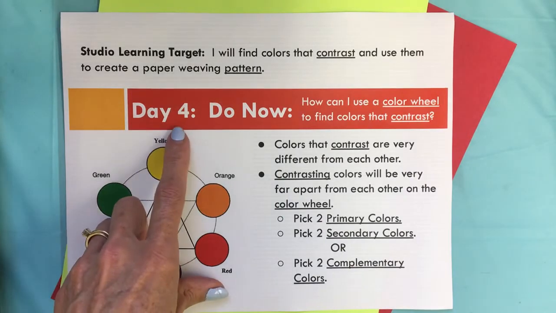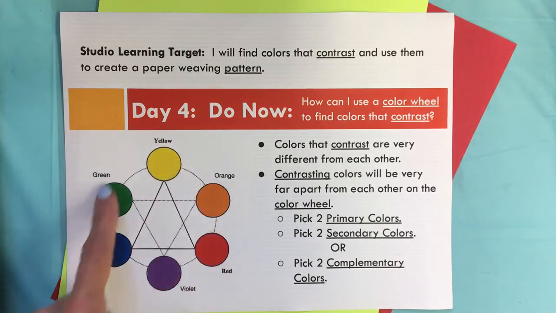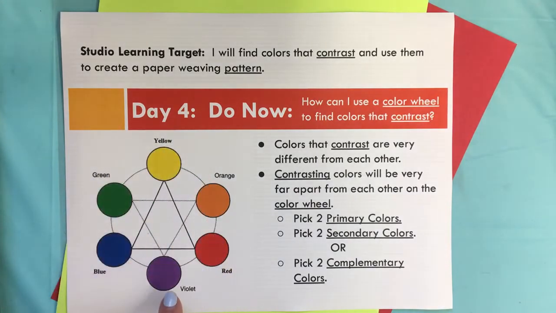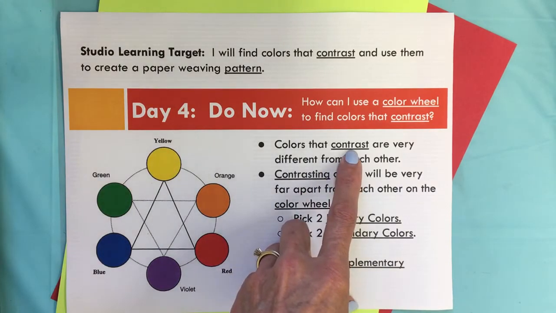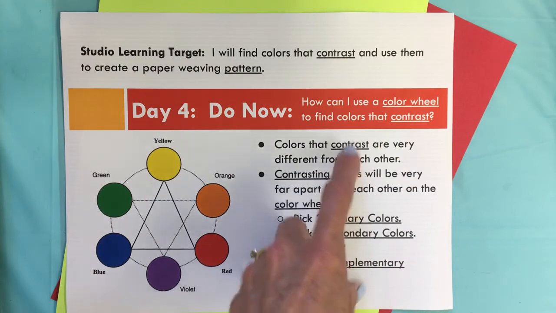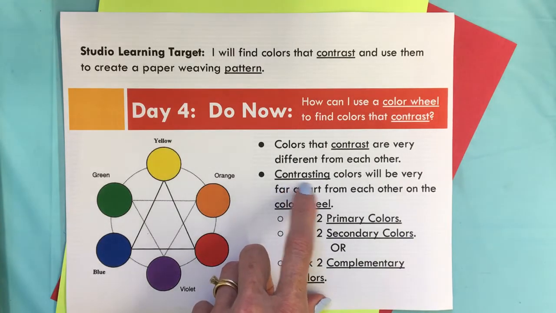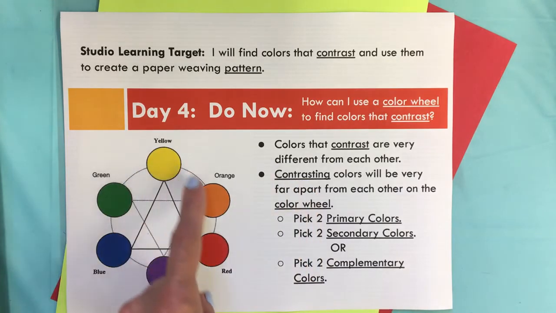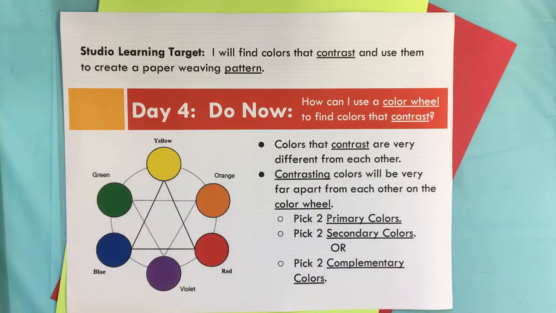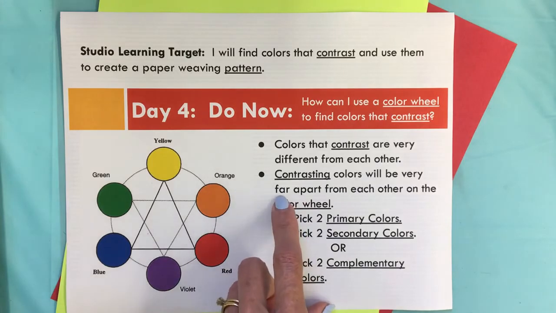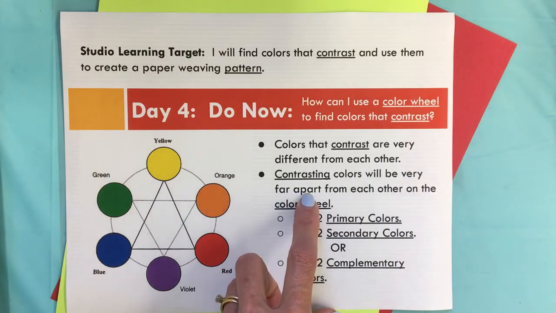Today is day 4 of our color unit. And today we're going to be using the color wheel to find 2 colors that contrast. Colors that contrast means that they are very, very different from each other. We can find contrasting colors or colors that are very, very different by looking at the color wheel and finding colors that are far apart from each other.